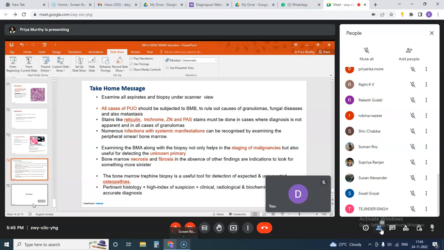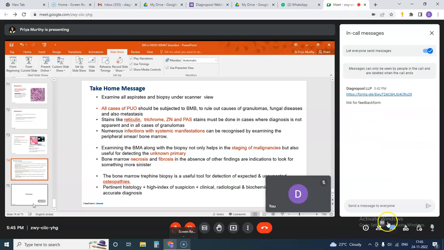You can see the morphology of the bony trabeculae and the cellularity of the marrow, and this gives you a lot of clues to the actual diagnosis. All cases of PO should be subjected to bone marrow biopsy to rule out causes of granulomas, fungal disease, and also metastasis. Stains like reticulin stain, trichrome stain, ZN stain, and PAS stain are very helpful when the diagnosis is not very clear, and in cases of granulomas.